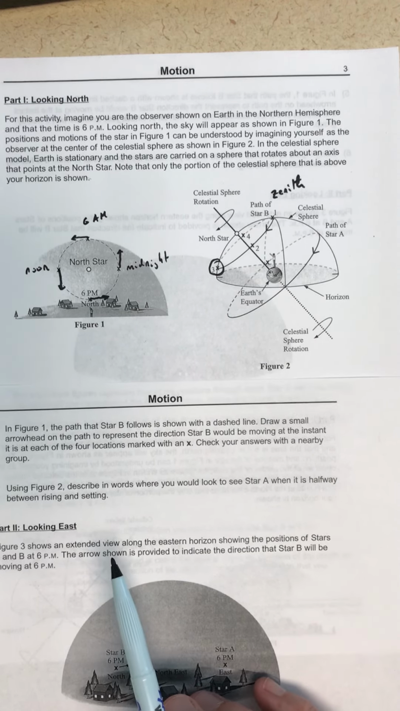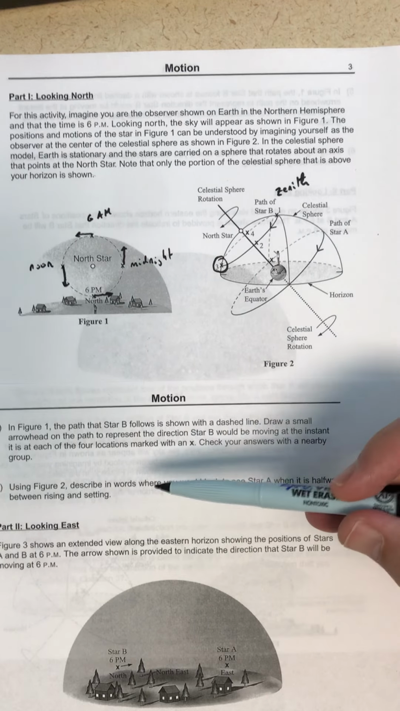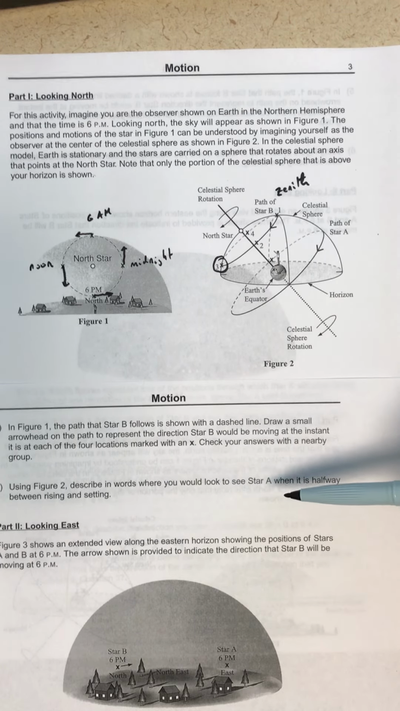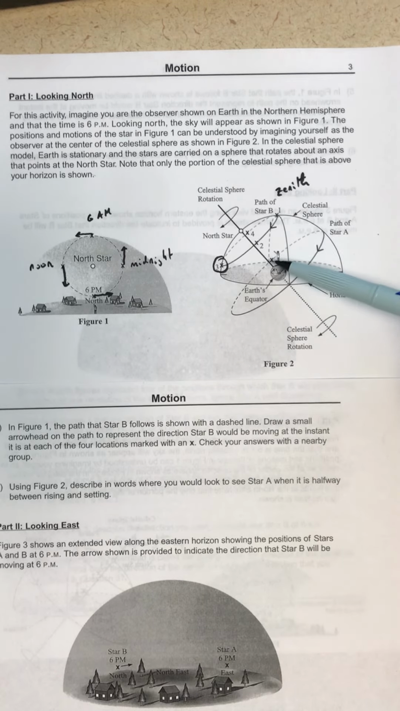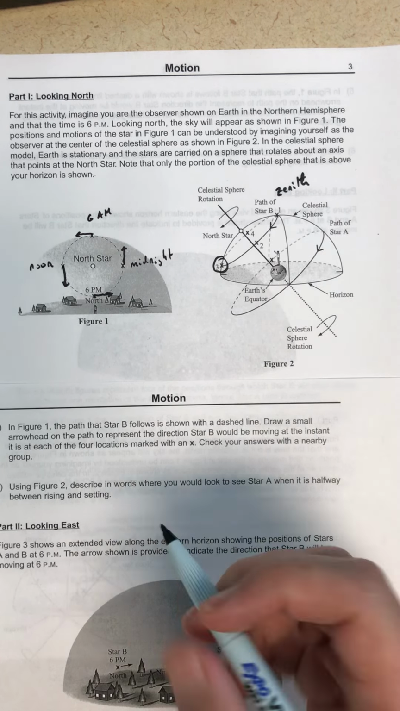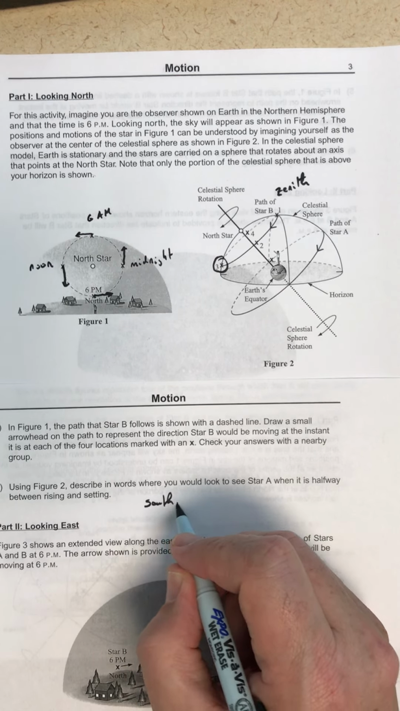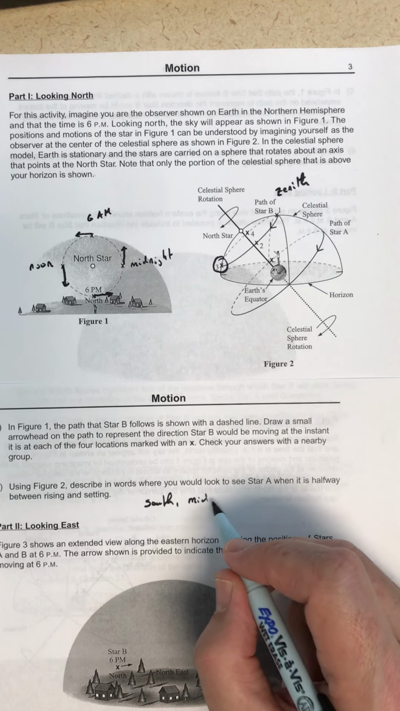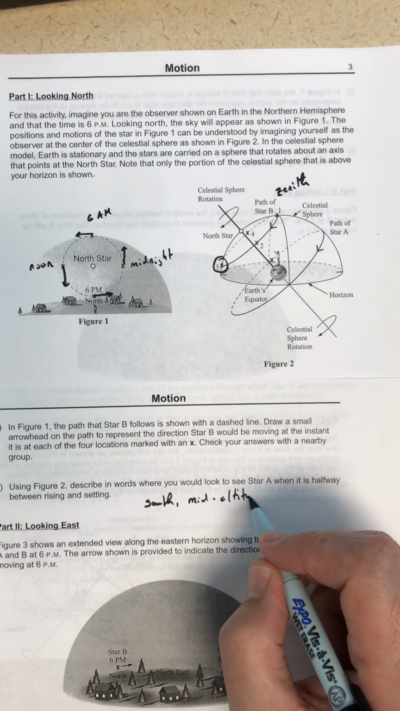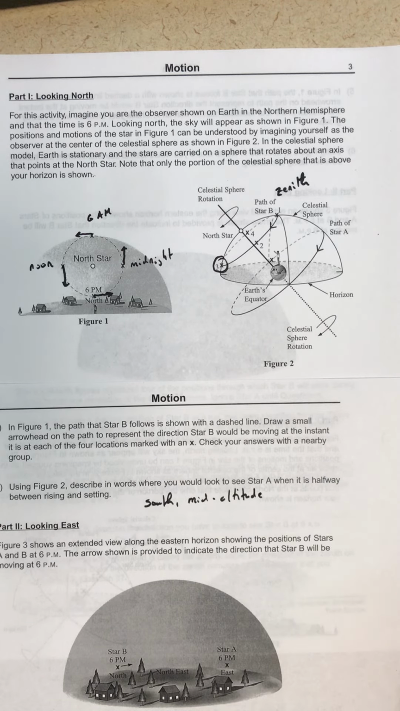All right. Using figure 2, describe in words where you would look to see star A when it is halfway between rising and setting. So it rises here, sets there. So halfway between would be at that position. So I'd have to turn around and face south. And it is sort of halfway up the sky. Its altitude is about halfway, mid-altitude.